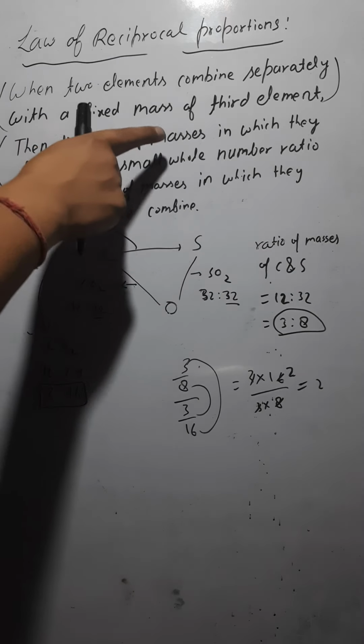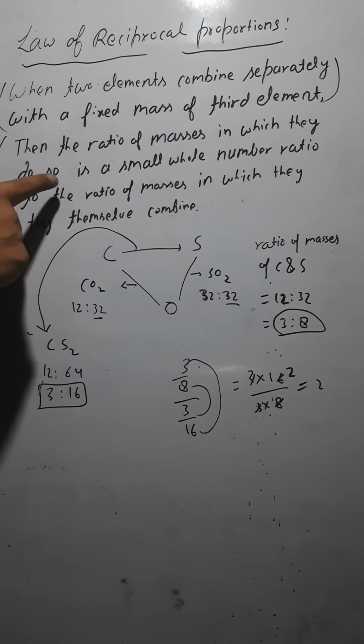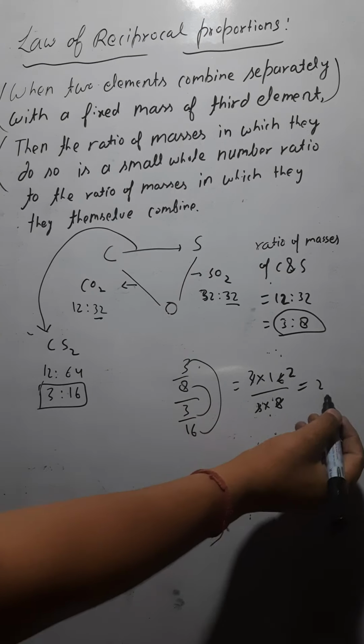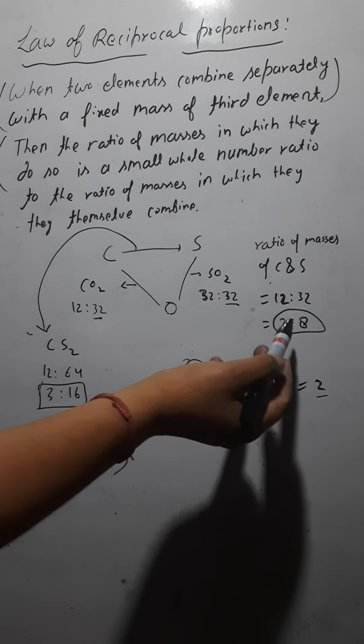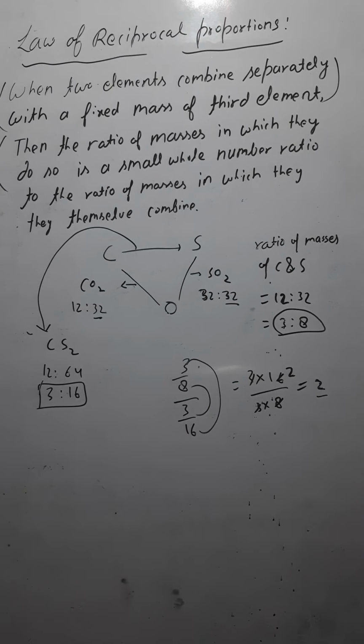Okay? Then the ratio of masses in which they themselves combine, in which they do so, is a small whole number ratio. So it means the ratio between this and this is a small whole number ratio. So this is the law all about it. Okay? Are you getting this?